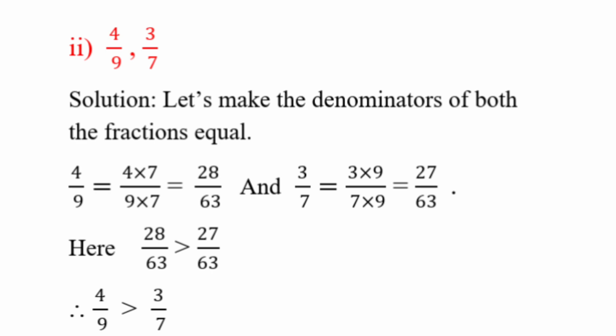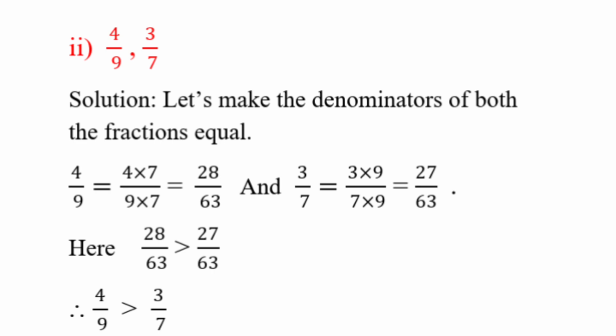The second sum is 4 by 9 and 3 by 7. These are also unlike fractions. Here also the denominators are different, so let's make the denominators of both fractions equal. In the first fraction the denominator is 9 and in the second fraction the denominator is 7. So we have to calculate their LCM, or the same number which is present in both the 9s table and the 7s table, and that number is 63. So 9 7s are 63 and 7 9s are 63.